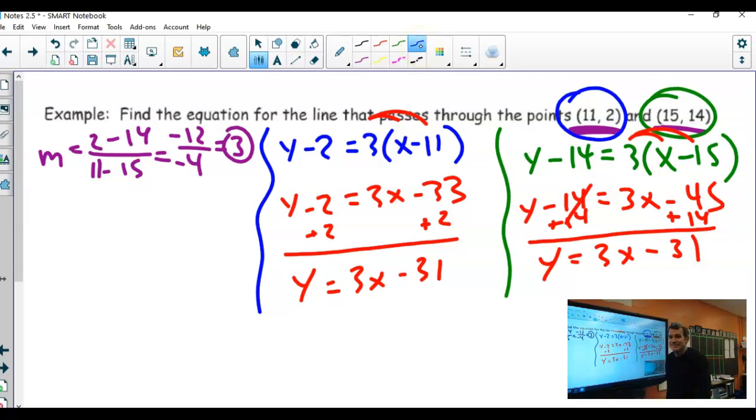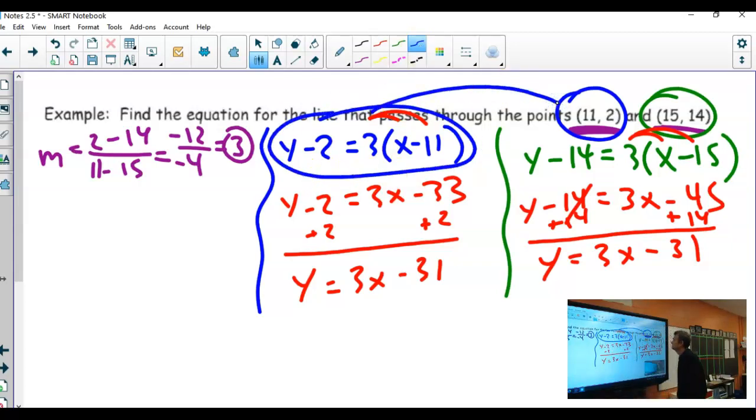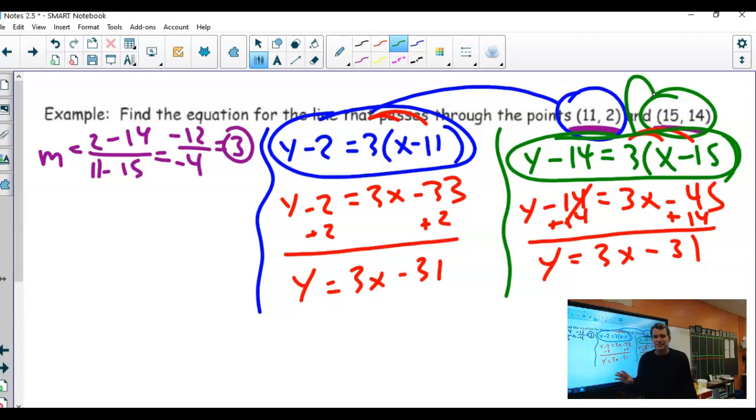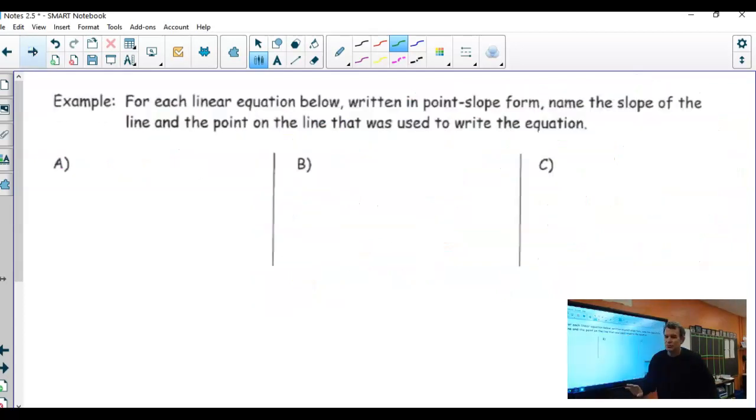So my point is, it doesn't matter whether I write it using this point or whether I write the equation using this point. They're the same equation. And look how easy it was to write the first equation in point slope form. All right, one more thing and we're done. I'm sorry I went too long here today. I did. 20 minutes is too long. I was trying to keep it to 15.